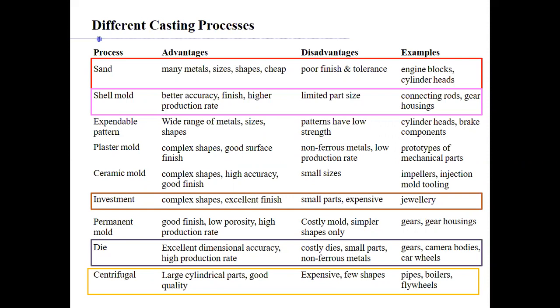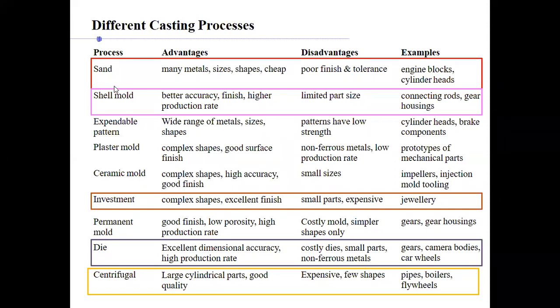Examples, as I said, jewelry, right? And even thermal turbine blades, right? So the aerospace industry also uses it a lot, and the boiler industry for production of those blades, right? Impellers and blades. Before that, we have seen shell mold casting. Advantages: it offers better accuracy, finish, higher production rate. But the disadvantage is that only limited part size can be made, right? And example components: connecting rods, gear housings, etc.